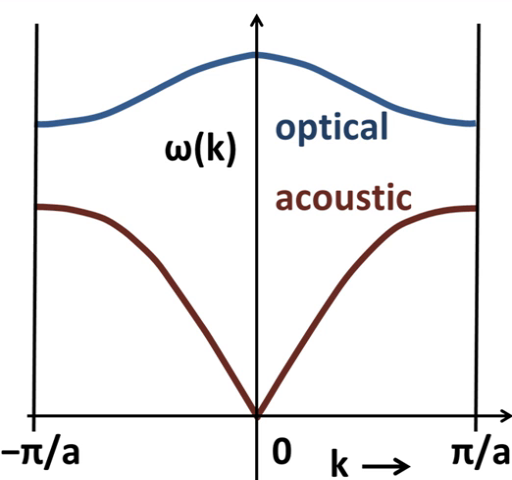Optical phonons are often abbreviated as LO and TO phonons, for the longitudinal and transverse modes respectively. The splitting between LO and TO frequencies is often described accurately by the Lyddane-Sachs-Teller relation.